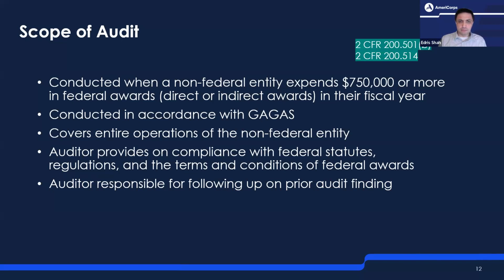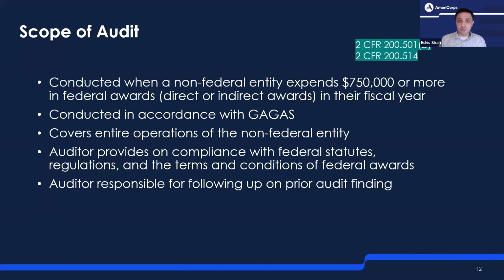And then it obviously covers the entire operations of the non-federal entity. While the single audit includes a review of financial statements, which can provide insight into the overall financial operations of the entity, one of the main purposes is to evaluate the entity's handling of federal awards, right? So this includes how funds are spent, for example, whether the expenditures are allowable under the terms of the federal program, or whether the entity has adequate internal controls in place to manage federal awards or funds effectively.